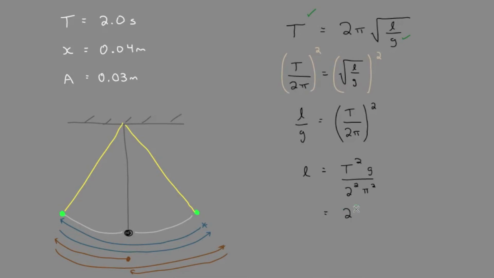Subbing our numbers in, period is 2 squared times 9.81 over 4 times pi squared. And this equals 0.99 meters, or we could round that to 1, either way.